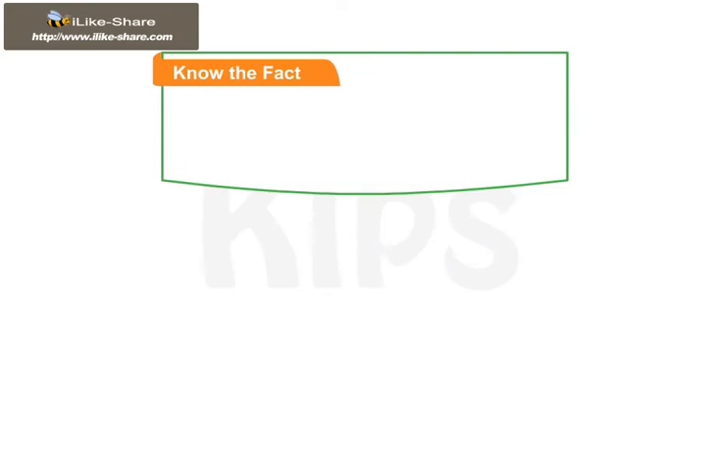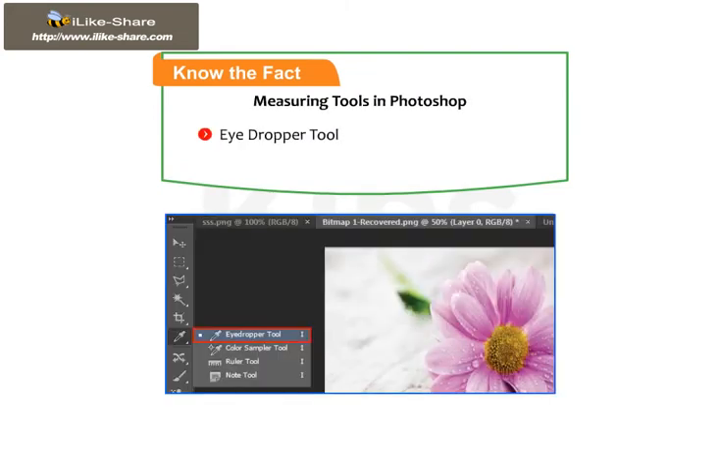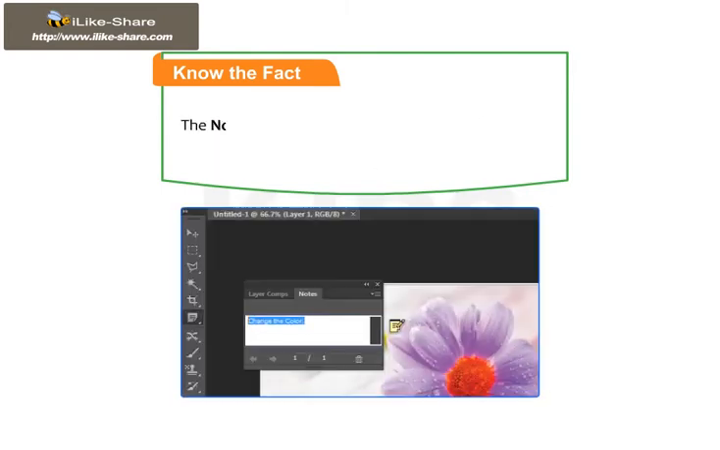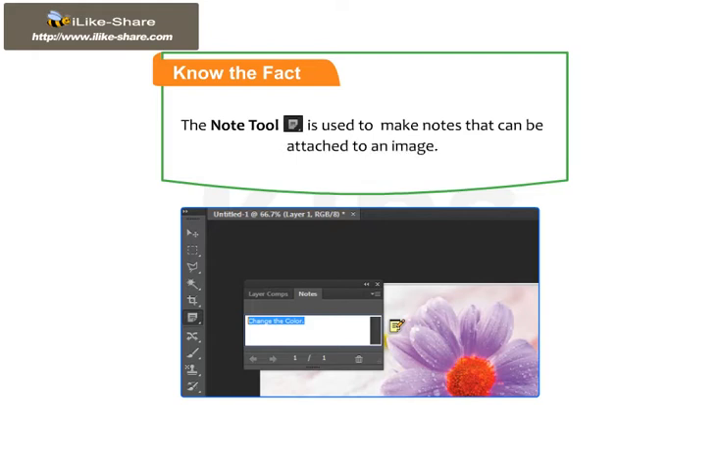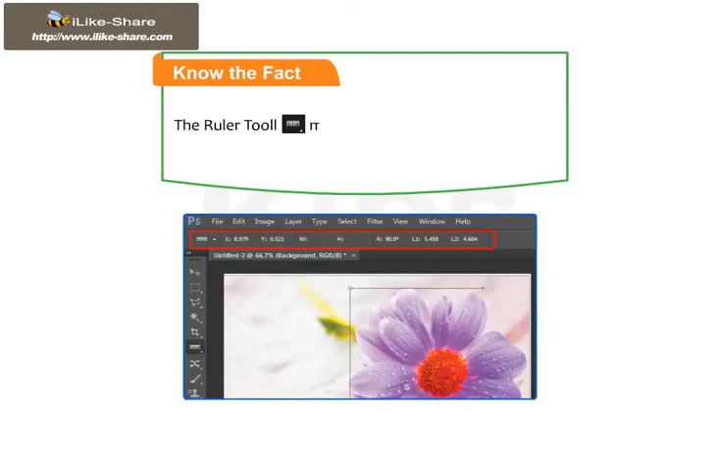Okay students, know the fact. Measuring tools in Photoshop. Eyedropper tool, Note tool, Ruler tool, Color sampler tool. Okay, let's know something more. The Note tool is used to make notes that can be attached to an image. The Ruler tool measures distances, locations and angles.